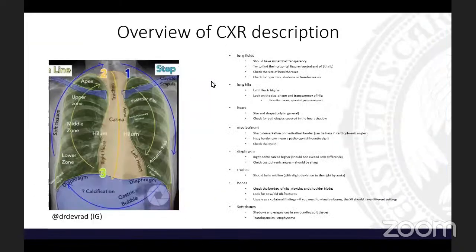Sorry, okay, we've just got a couple of questions in the chat. Definitely, yes. If the projection isn't labeled, how can you tell if it's PA or AP? And how would you go about determining this?